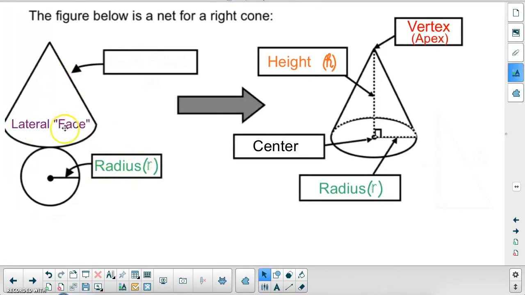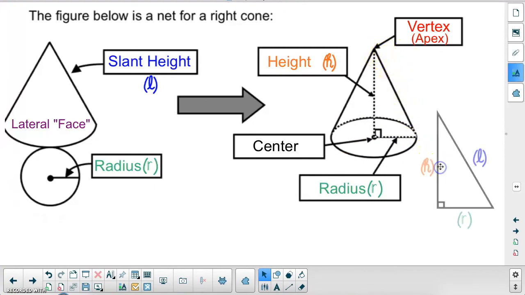We also have what's called the lateral face. Notice I have that in quotations because it's not really a face because it's curved. And along the edge of that lateral face, we have our slant height. Again, we'll have that right triangle, but this time we'll have a radius, the height, and then the slant height. So we'll have R, H, and L as the sides of that right triangle.